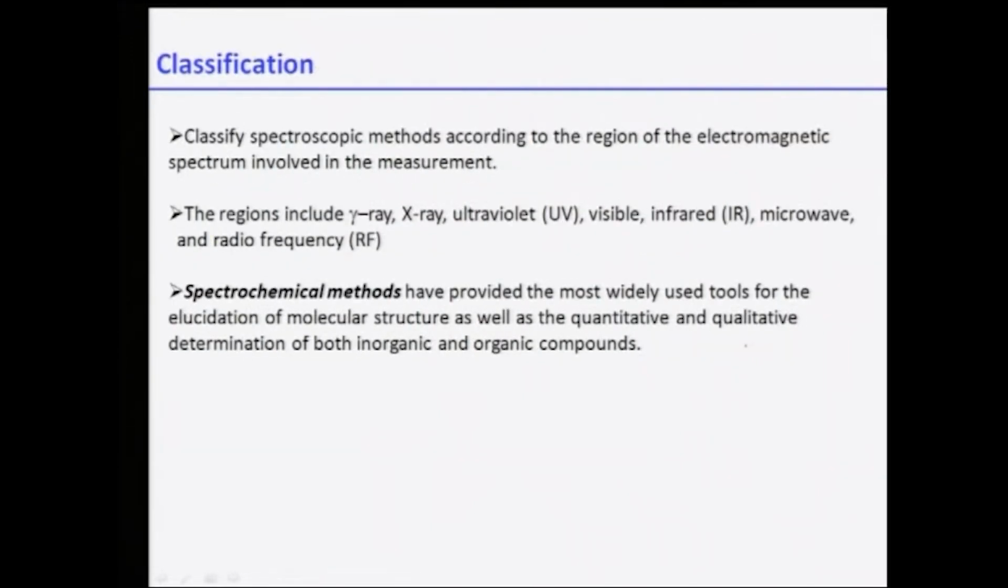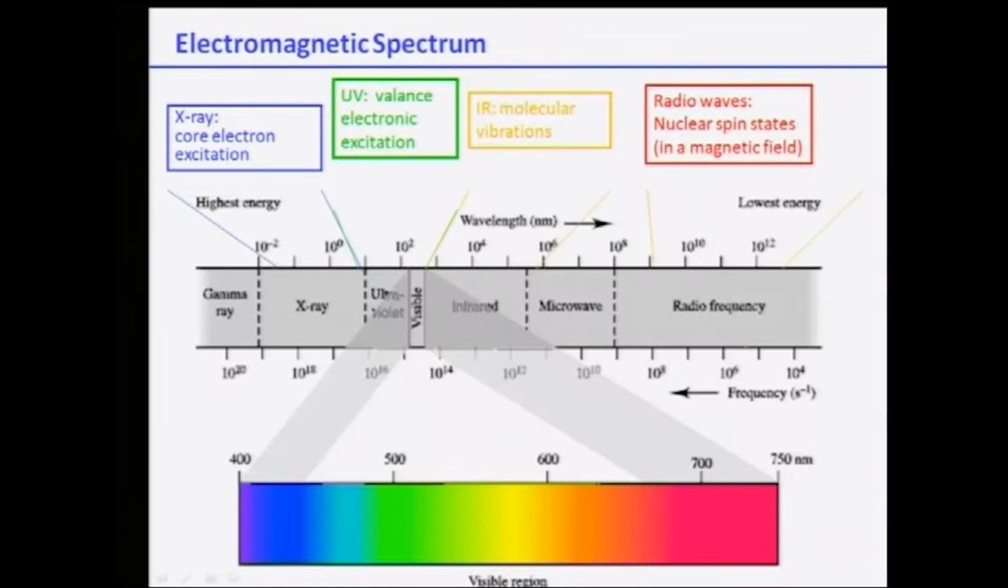Therefore we can classify these techniques very easily depending on the region of the electromagnetic spectrum involved in the investigation. And as you know, the electromagnetic spectrum, which is shown here, spans from radio frequency, with very high wavelengths of 10 to the power 12 nanometers, or very low frequency, obviously 10 to the power 4 to 10 to the power 8, to very high energy, that is gamma ray with a frequency of 10 to the power 20 per second or hertz.